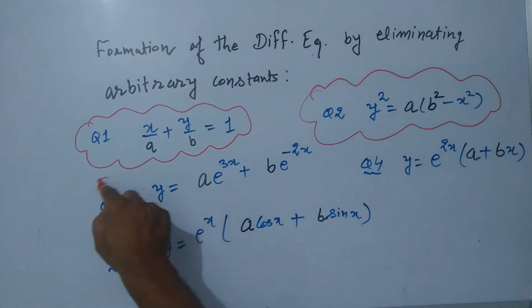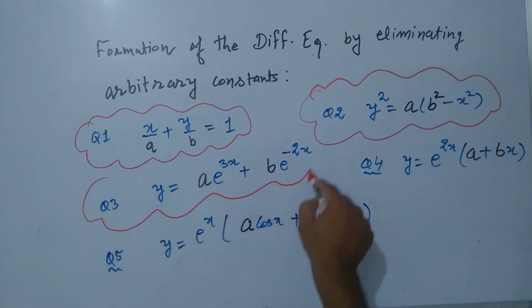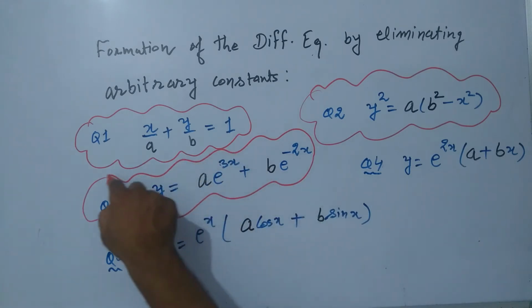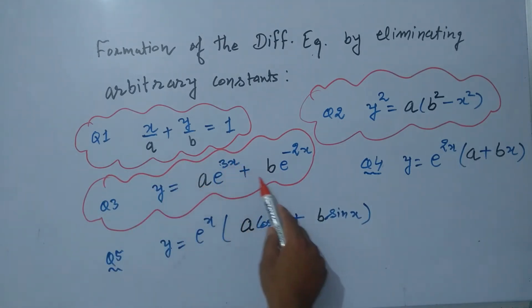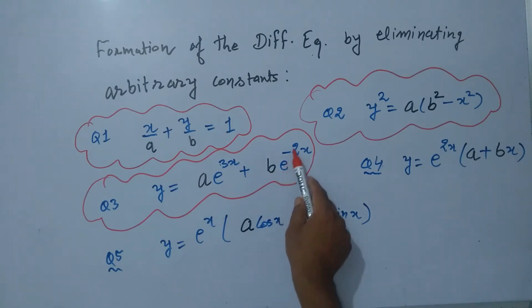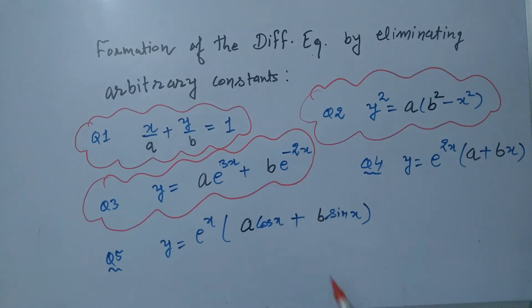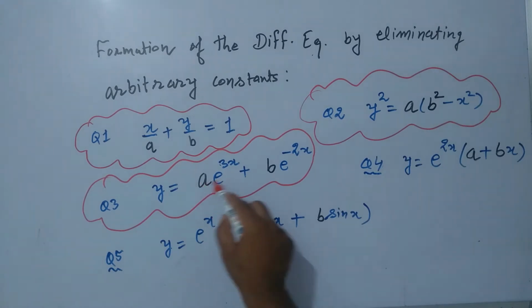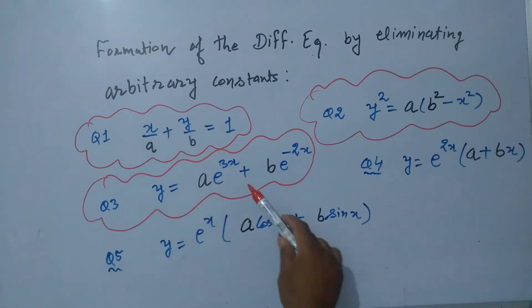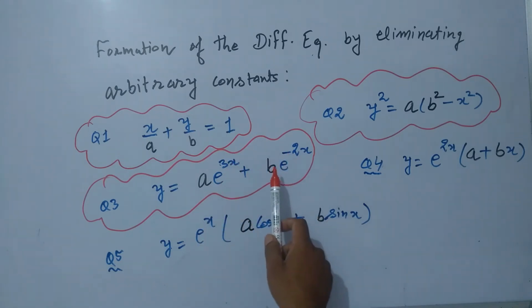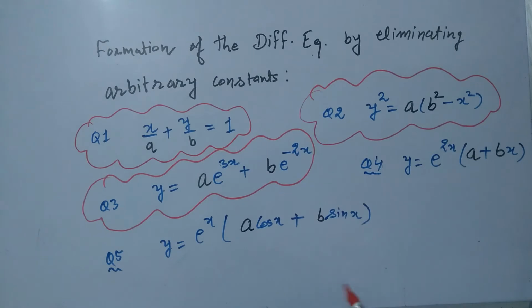In third question, again we have two arbitrary constants. y is equal to a into e raised to power 3x plus b into e raised to power minus 2x. Here we shall eliminate a and b. Thereafter, whatever will be the differential equation, that will be the required differential equation without arbitrary constants.